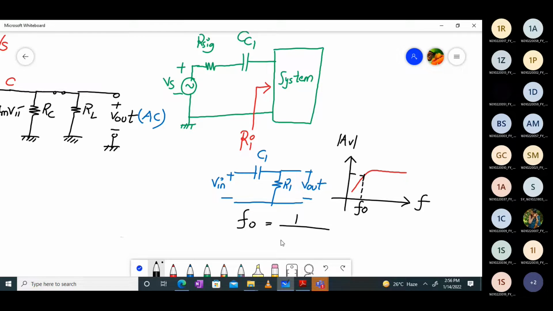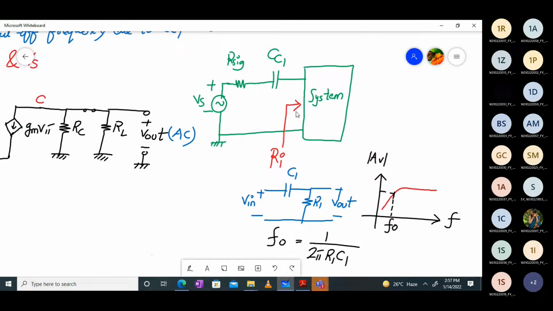And F0 was given by, what is the formula? Anyone remembers? F0 is the cutoff frequency. What is the formula for it? Quickly. We have done this in the last class. So 1 upon 2 pi RC. 1 upon 2 pi R1C1. Okay. So that's why we are doing it in this manner.